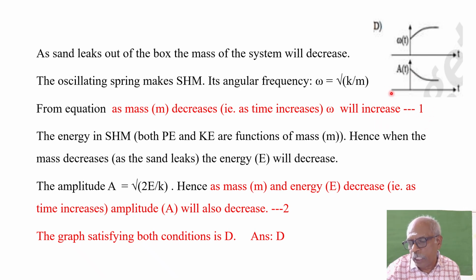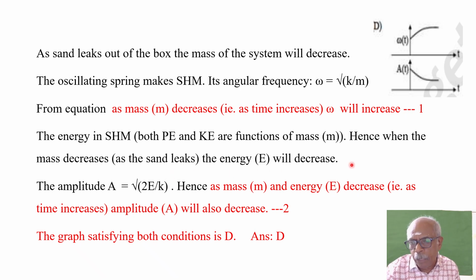This is for the upper portion. And what about the lower portion of the graph? The energy in simple harmonic oscillation, both potential energy as well as kinetic energy, are functions of mass m. What is the formula for kinetic energy? Half m v square, so it depends on mass. What is the formula for potential energy? mgh, it also depends on mass. So both PE and KE, ultimately the total energy, is a function of mass m. Hence, when the mass decreases as the sand leaks, the energy will decrease.